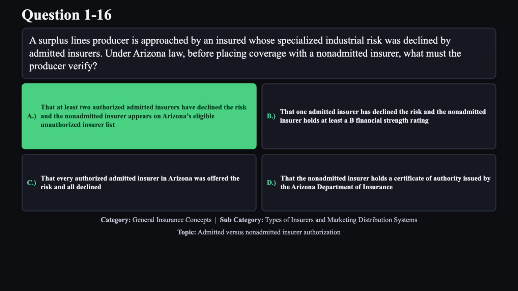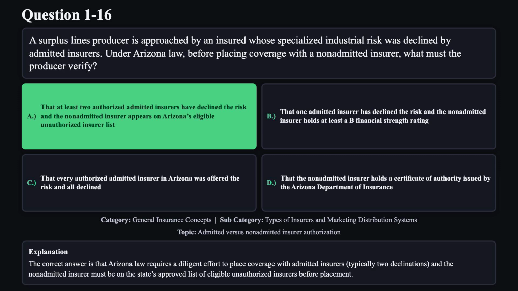The correct answer is A. The correct answer is that Arizona law requires a diligent effort to place coverage with admitted insurers, typically two declinations, and the non-admitted insurer must be on the state's approved list of eligible unauthorized insurers before placement.